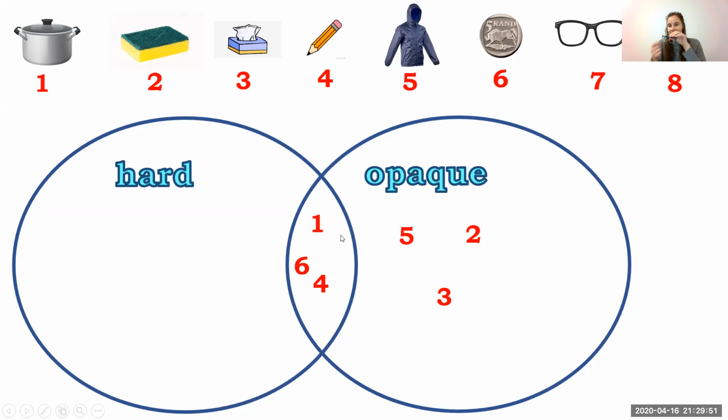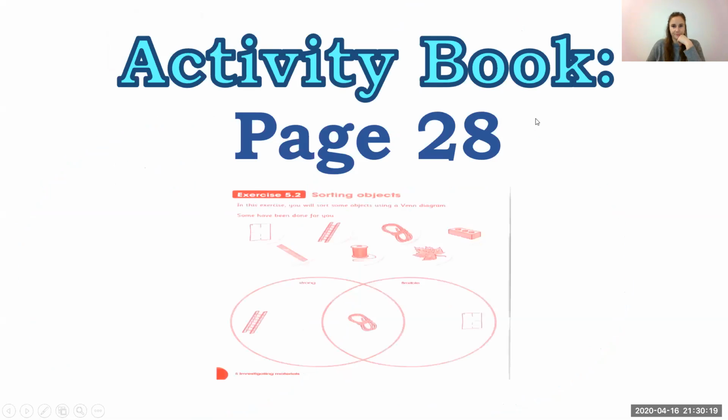Okay, the glasses are quite hard, and can we see through the glasses? Of course. So they are not opaque, they are transparent. So we put it in the hard group. And the last one is the glass jar. Is it hard? Yes. Can we see through it? Yes. So it is not opaque, we say it is transparent. So you only put it in the hard group.